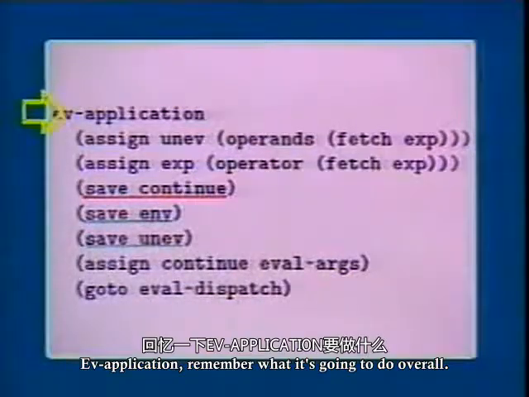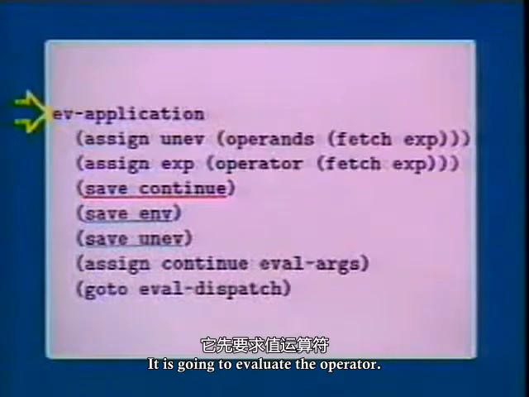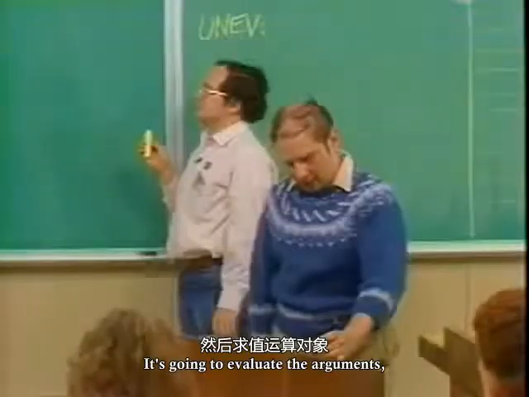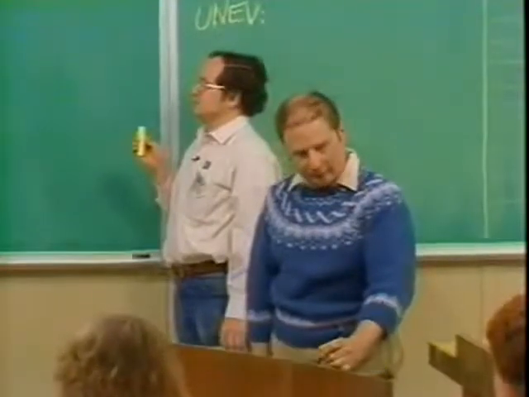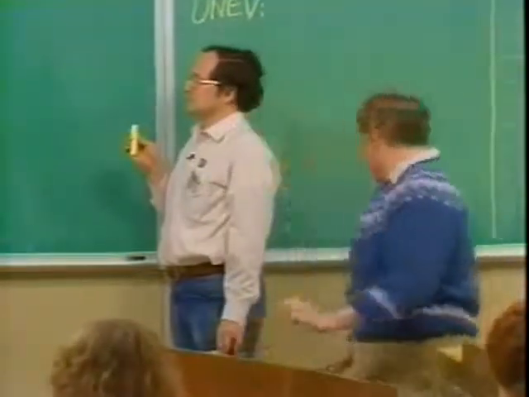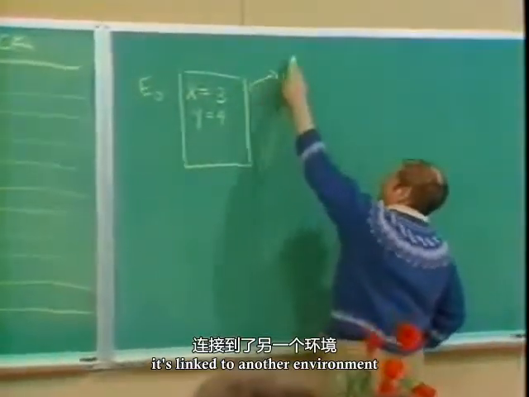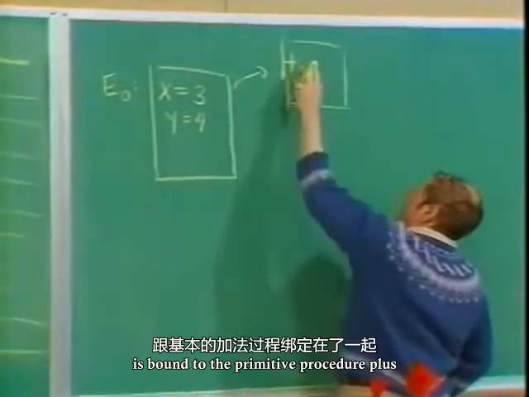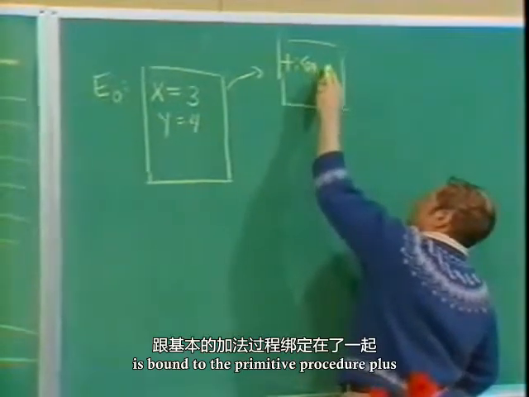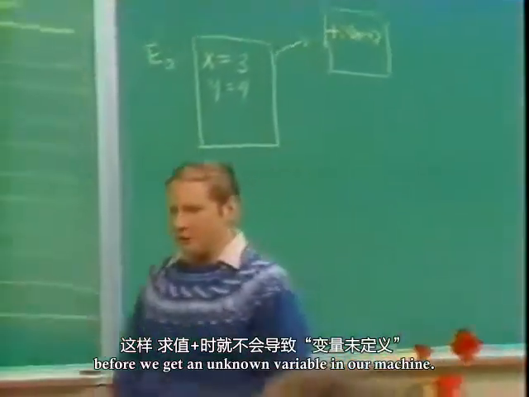Okay? Ev-application, remember what it's going to do overall. It is going to evaluate the operator, it's going to evaluate the arguments, and then it's going to go apply them. So before we start, since we're being very literal, we better remember that somewhere this environment is linked to another environment in which plus is bound to the primitive procedure plus, before we get an unbound variable here in our machine.